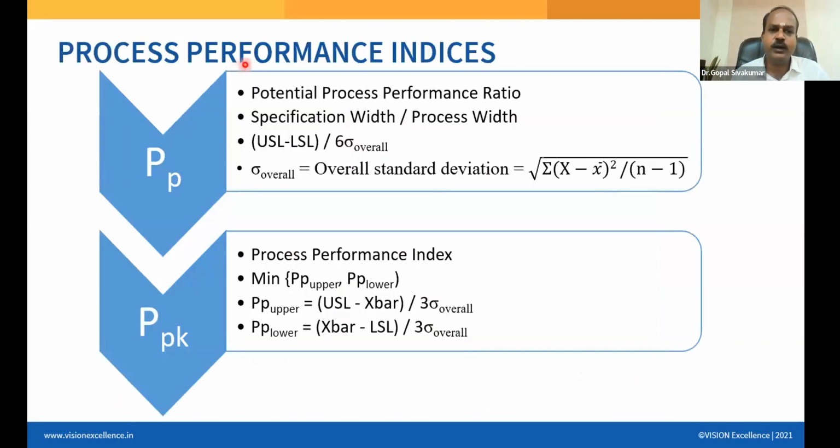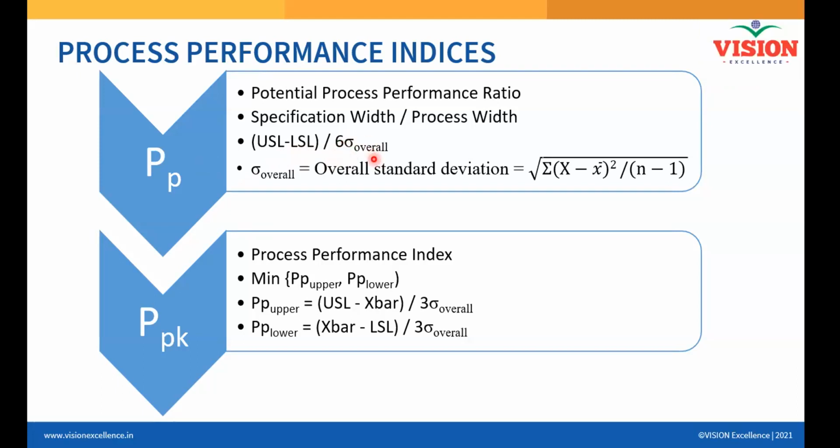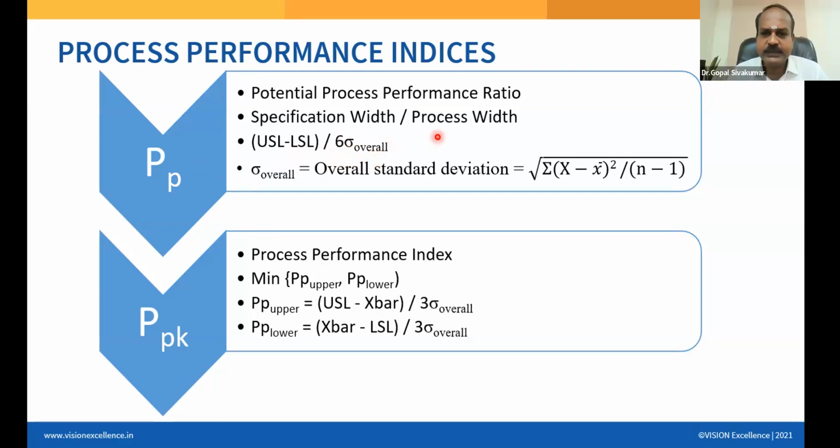And now, if you are interested in measuring the performance, the tool you need to understand is PP and PPK. The earlier one was CP and CPK. Look at the formula. Formula-wise, they look the same. You can see here, USL minus LSL divided by 6 times sigma. The difference you can note here is that the sigma is written as overall sigma. Can you note that, all of you? Earlier, we only wrote sigma.